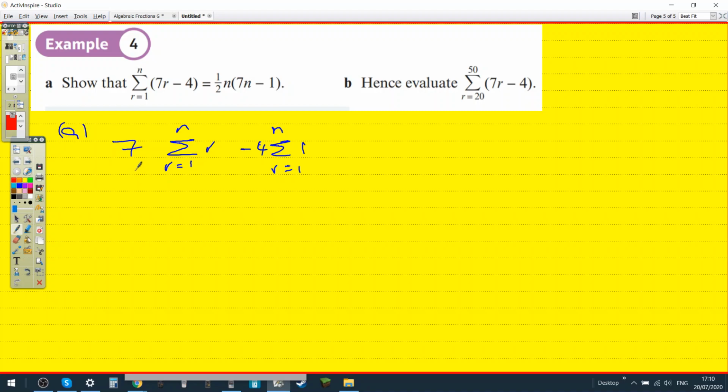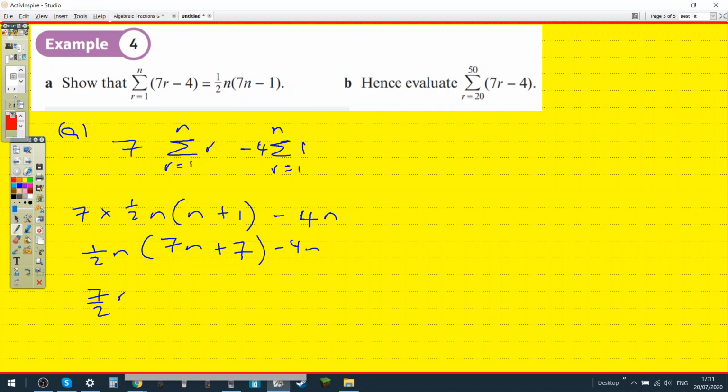So I think that would give you, well, it would be 7 times half n plus 1, minus, would that just be 4n? I don't know if that's right. I think so. Okay, so 7 times half n squared plus half n, 7n plus 7 minus 4. Okay, well, we'll just expand it then. So 7 over 2 n squared plus 7 over 2 n minus 4n. So that'll be 8 over 2.